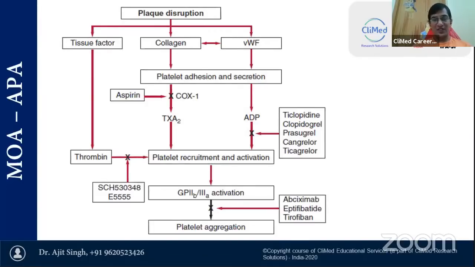Now all the platelets are activated. Then what happens after platelet activation? When the platelet gets activated, the GP2B and 3A inhibitors, the drugs which are actually given in bolus, or injected, these are injectable drugs used when we need a huge and quick response to stop the aggregation. So when the platelet gets activated, we give these drugs, and they bind to the surface of the platelets, all the GP2B3A receptors, and stop the aggregation.